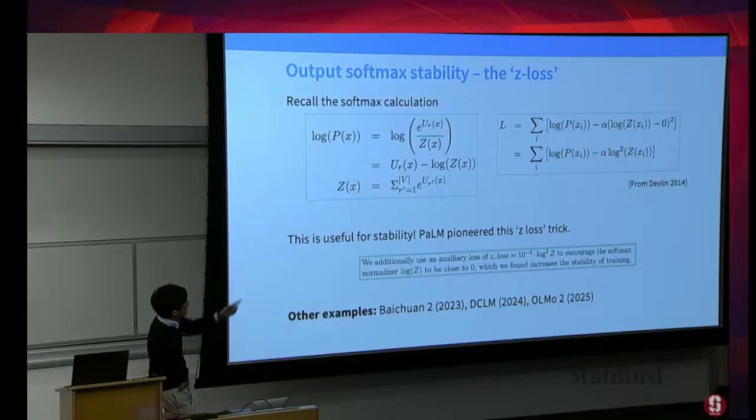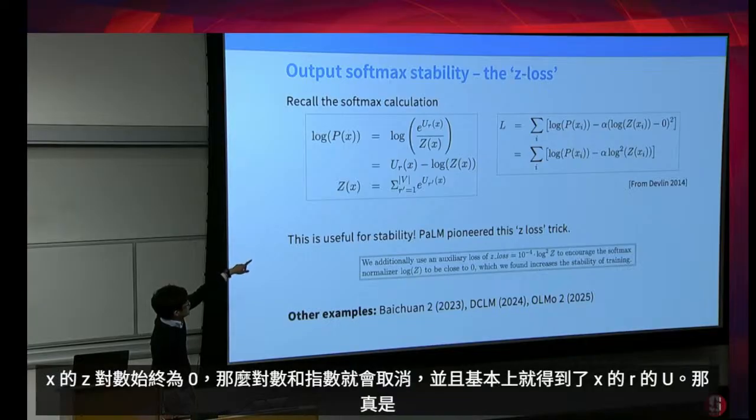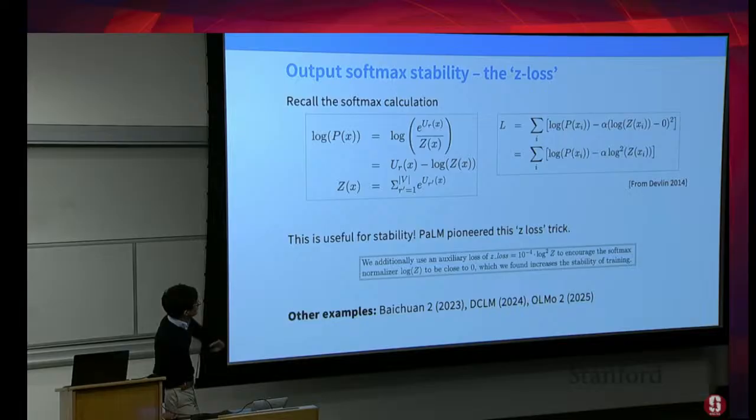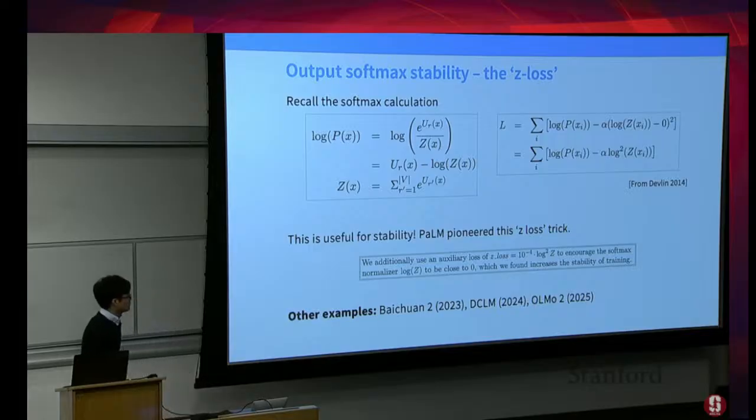If it succeeds and it forces log of z of x to always be 0, then the log and the exponential cancel, and you've basically just got u of r of x. And that's a good place to be, right? That's a nice numerically stable operation. So all of these sort of problematic operations kind of go away. And so you can think of the softmax as being well behaved when z of x is close to 1, or log of z is close to 0, right?